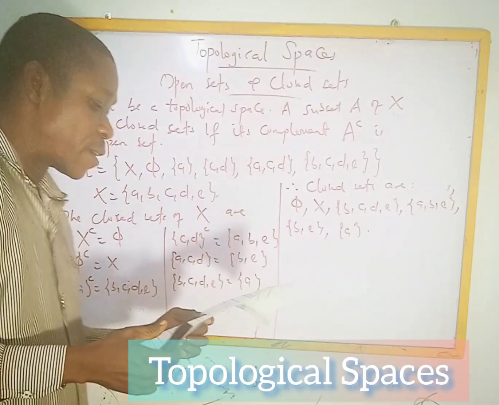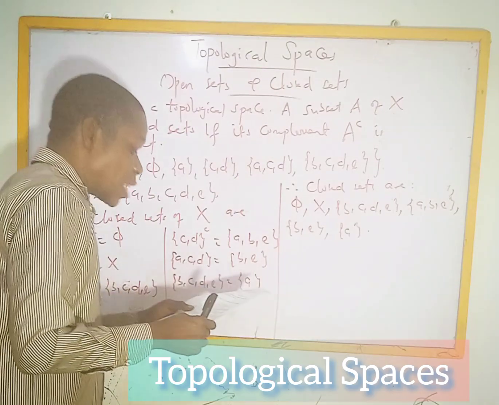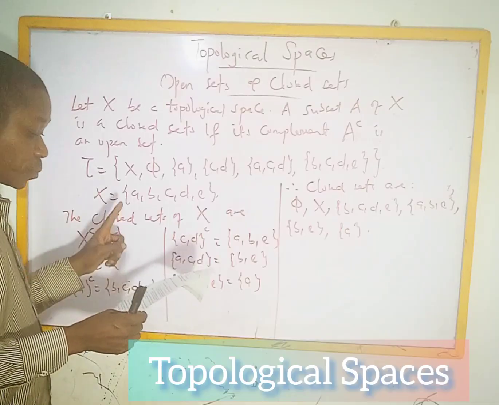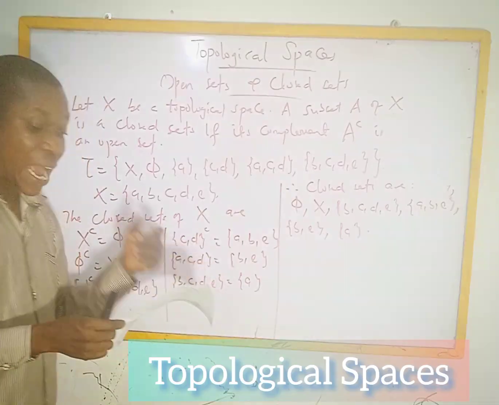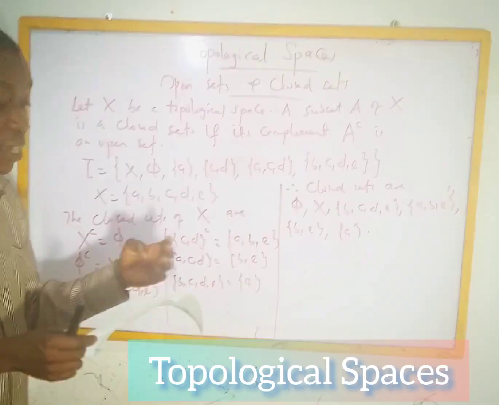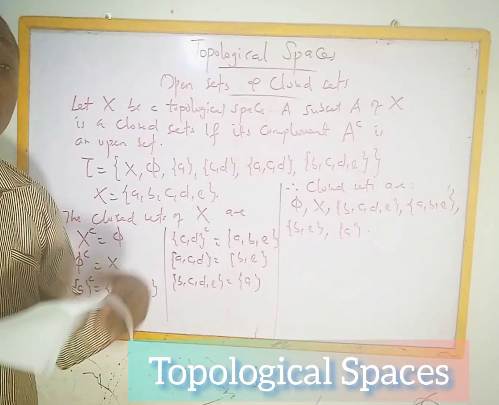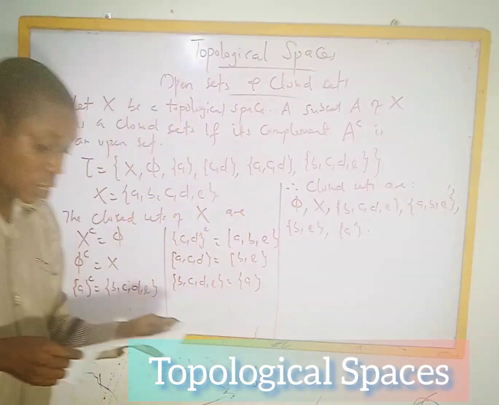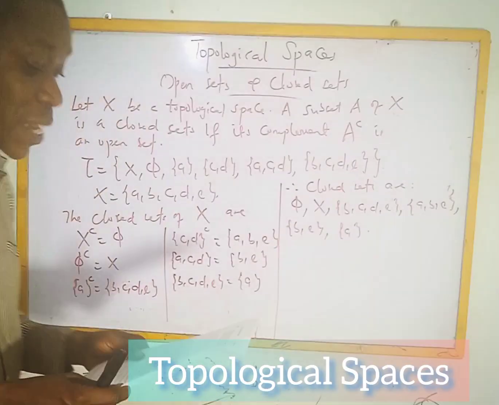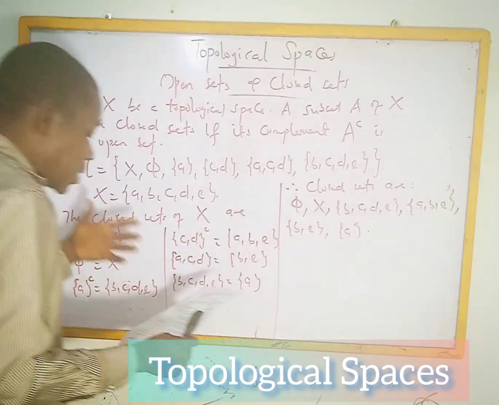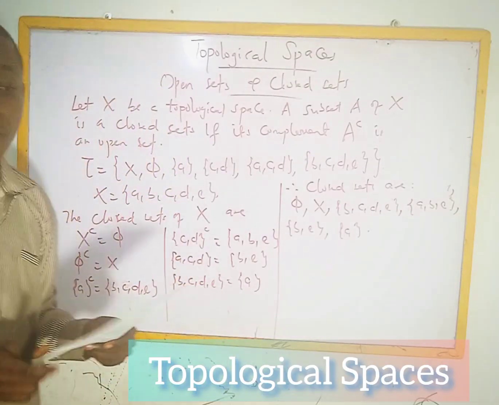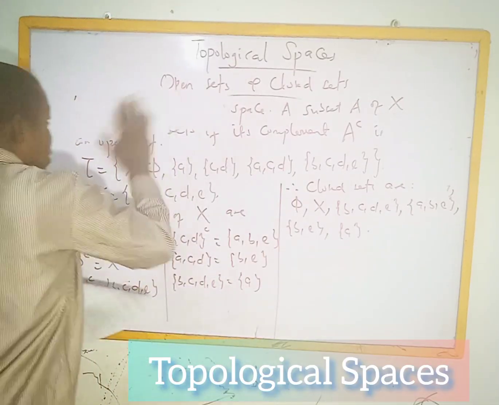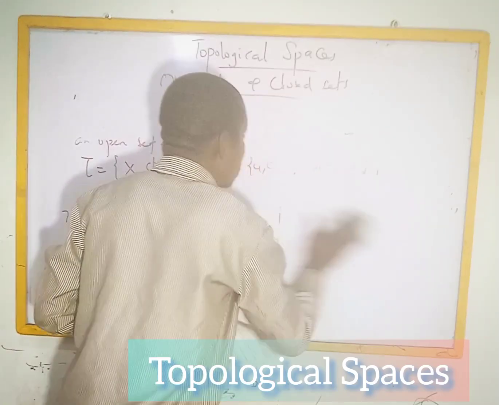But there is something I want you to take note of here. There are subsets of X such as B, C, D, E, which are both open and closed, and there are subsets of X such as A, B, which are neither open nor closed. That is how you can obtain the closed sets for a topology. In that line, we can now redefine a topological space in terms of closed sets.